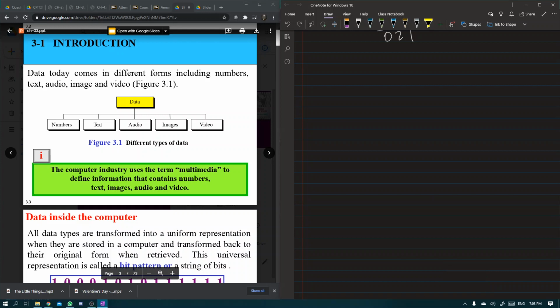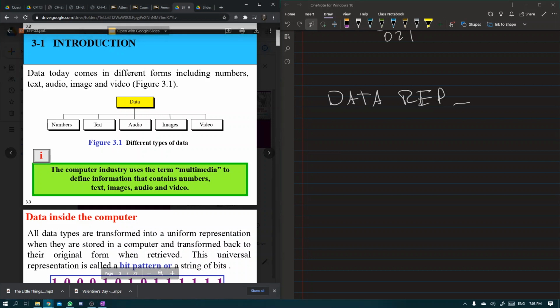Okay, data representation. So now before I get to the audio and images and video, I would need to talk about numbers first.